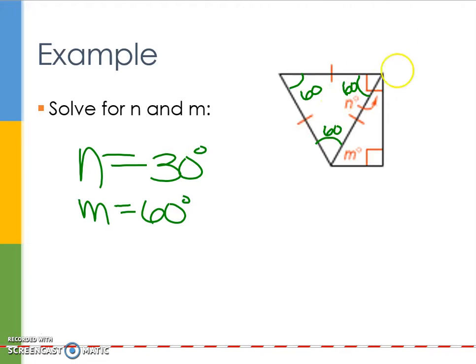So if this is 60, you see this right angle? That's 90. So 90 minus 60 is 30. So n equals 30. If this is 30, this is 90, then what's this angle? So 30 plus 90, and then subtract from 180 will give me this one, which is 60. So this is 30 plus 90 plus 60, which is m, will give you 180.